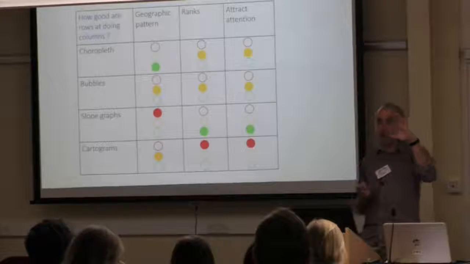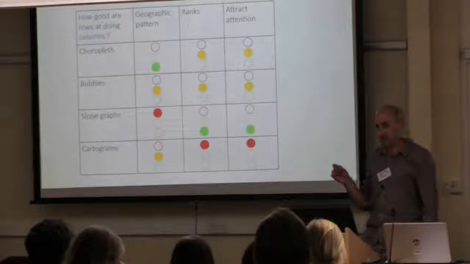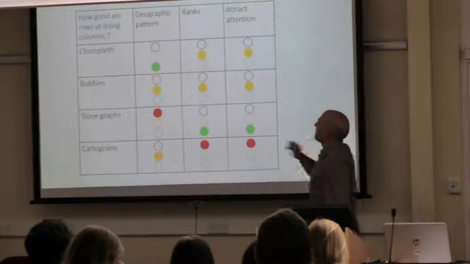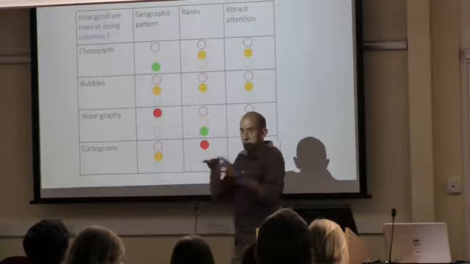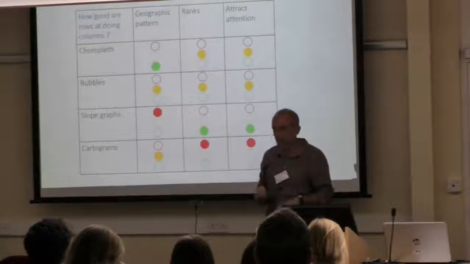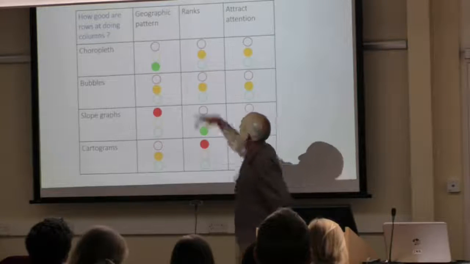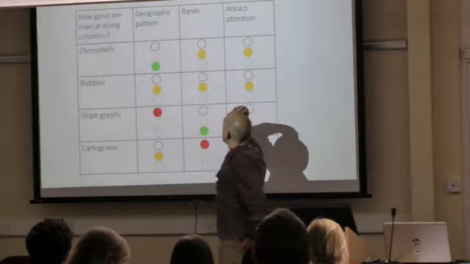So it's partly about the position of where the red and the green lights are. So anyway, choropleth maps, which are those maps where you use color on countries, are pretty good at showing geographic pattern.